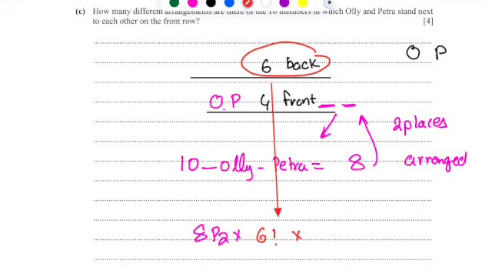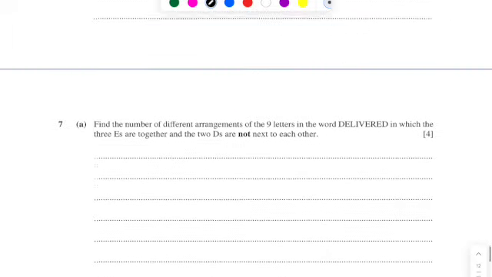Then, times, now Ollie and Petra form 1 unit, this is the second unit and third unit. These can be arranged in 3 factorial ways. So this is going to be the answer, which is 241,920, because Ollie and Petra, and another 2 people, can be arranged in 3 factorial ways.